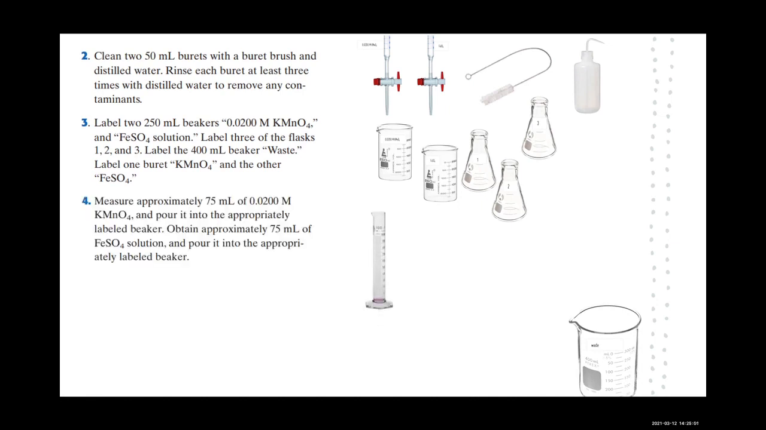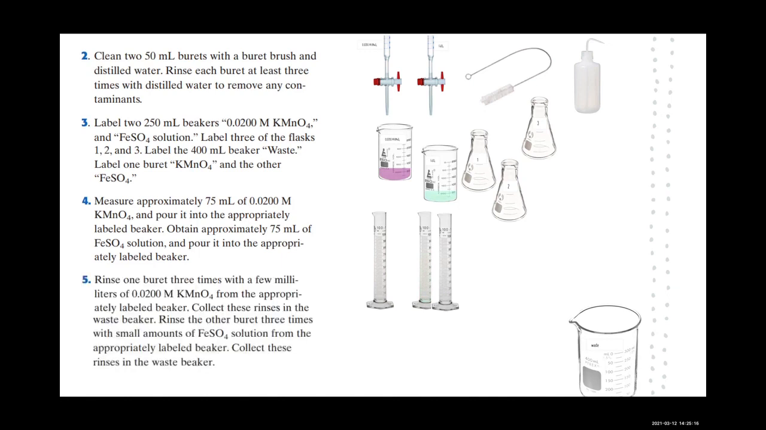Measure approximately 75 milliliters of the 0.02 molar potassium permanganate and pour it into the appropriately labeled beaker. Obtain 75 milliliters of the iron(II) sulfate solution and pour it into the appropriately labeled beaker. Rinse one burette 3 times with a few milliliters of the 0.02 molar potassium permanganate from the appropriately labeled beaker. Collect these rinses in the waste beaker. Rinse the other burette 3 times with small amounts of the iron sulfate solution from the appropriately labeled beaker and collect these rinses in the waste beaker.